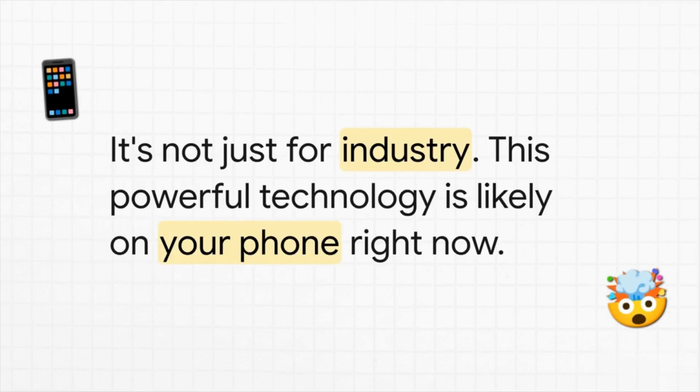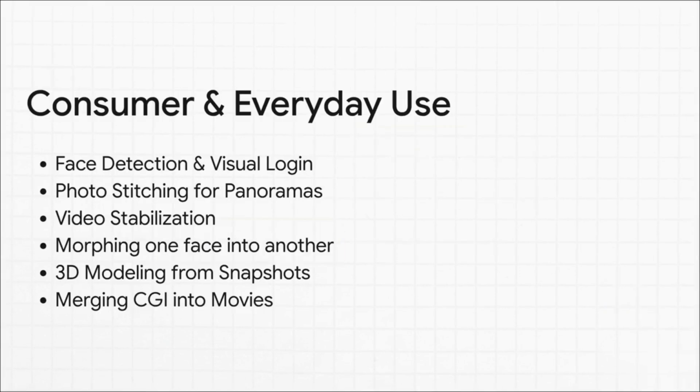But this isn't just some far-off sci-fi technology for big corporations. It's something you probably use every single day, and you might not even realize it. It is literally right there in the palm of your hand. Seriously, just think about your phone's camera for a second. That little bit of magic that instantly finds all the faces in a photo, the software that flawlessly stitches together a huge panorama, or how it smooths out your shaky video. That is all computer vision. It's even the secret sauce behind Hollywood special effects, letting amazing CGI characters blend right into a real-world scene.